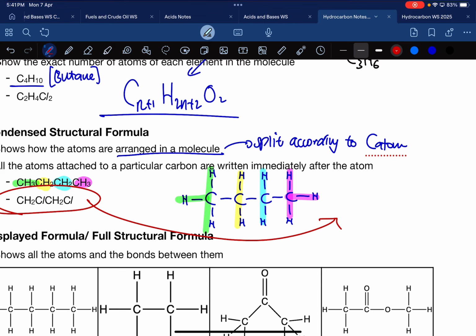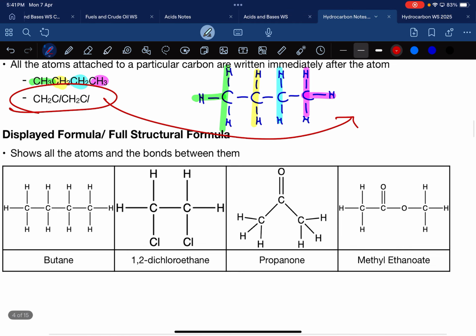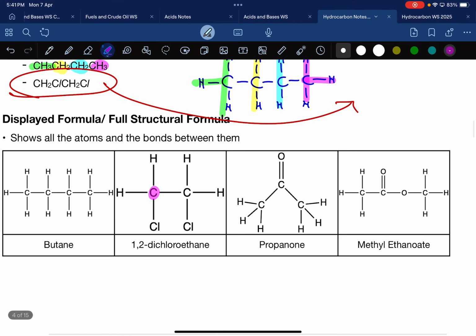Okay, so CH2Cl CH2Cl will look like this. CH2Cl and then CH2Cl again. That's your compound. Good stuff?